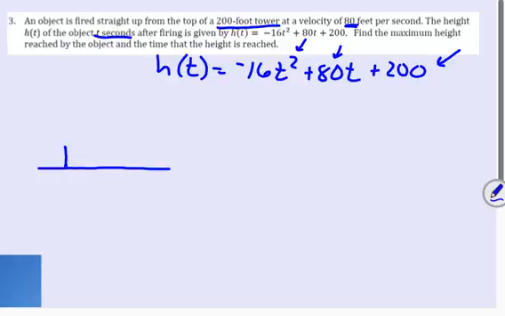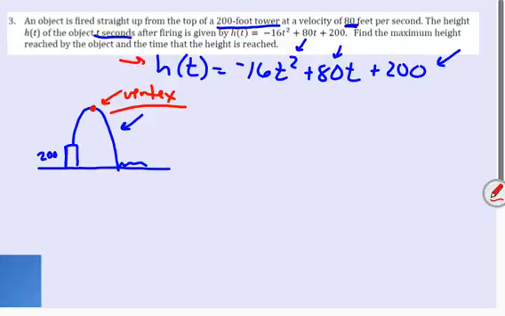So here's our tower. It's 200 feet. A ball goes up, and eventually gravity takes over, and it comes down and hits the ground, and it bounces. But the main thing is this shape is a parabola. It says find the maximum height reached by the object. Well, the maximum height is always going to be your vertex. So basically, we just have to find the vertex of this function over here.